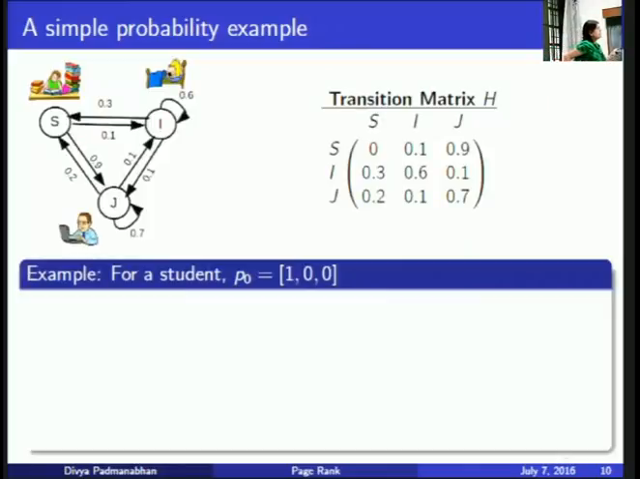So I'm representing a student as a vector. Let's say there's a probability distribution that I'm interested in: for any person who enters the system, what is he going to be after some time steps? For a student, his initial state is 1, right? He's a student, so 1, 0, 0 is his probability distribution.